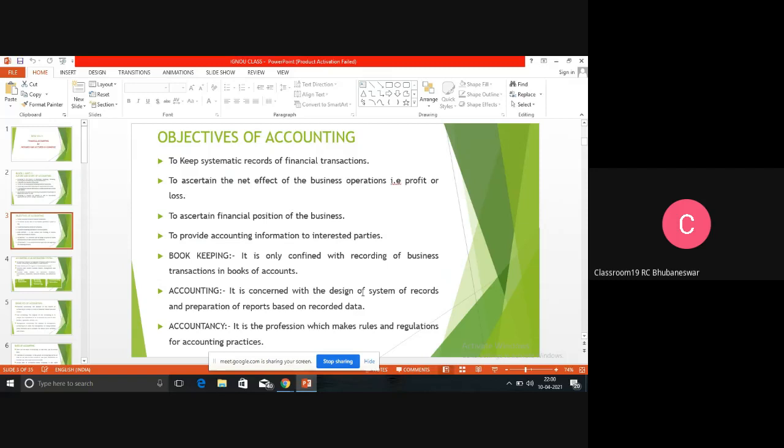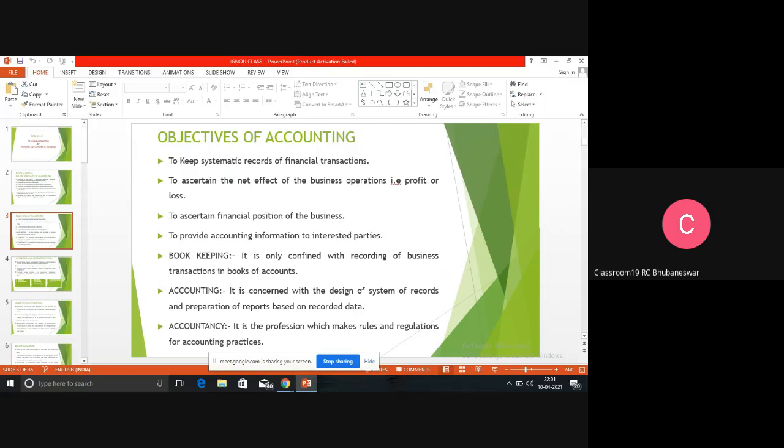Then the most important term, the broader term, is accountancy. Accountancy means it is a profession. It is regulated by an autonomous body. In India, it is regulated by ICAI, the Institute of Chartered Accountants of India, which makes the rules and regulations of various accounting practices. By taking those rules and regulations into consideration, the accounting system is carried out in every type of business organization, considering its nature, whether it is a profit making organization or a non-profit making organization.